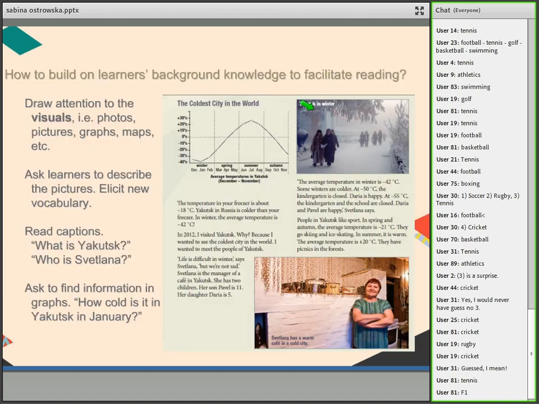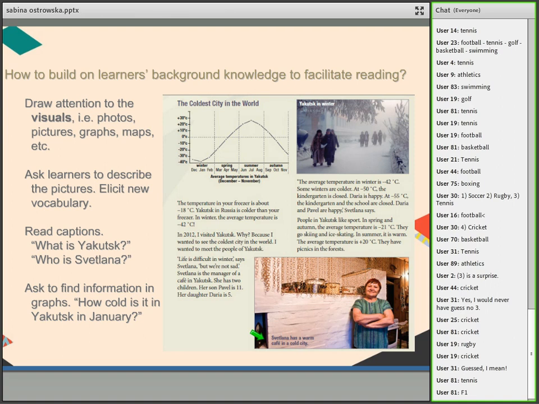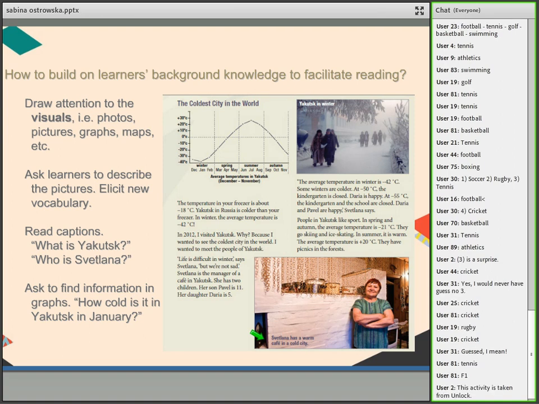Some other ways of building on learners' background knowledge to facilitate reading is using the visuals. Most course books have fantastic pictures. Most of the pictures come with captions, as you can see here. All the pictures usually have a caption, one here, one here. From my experience of teaching in United Arab Emirates, I've noticed that most students never read the captions of the photographs.